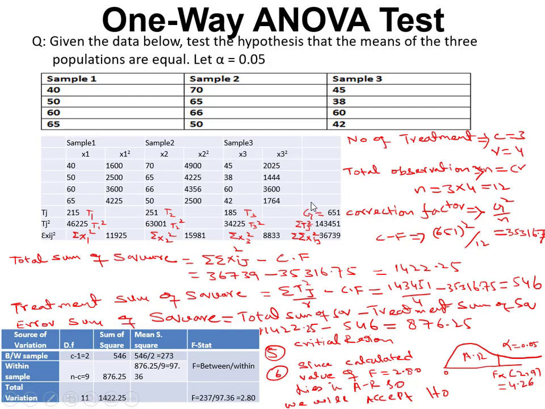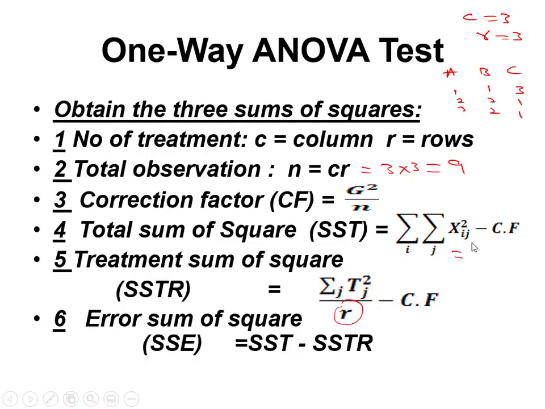So I denote these T1, T2 and T3. When you sum these, we can easily write the summation of Tj, and the summation of Tj is equal to G, and we use G in the correction factor. You can see the correction factor formula is G square over N. So when you sum 185 plus 251 plus 215, G is equal to 651. So 651 whole square divided by N, which we have already calculated as 12. So this is your correction factor. The correction factor is 35316.7.